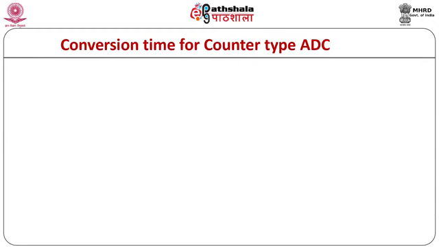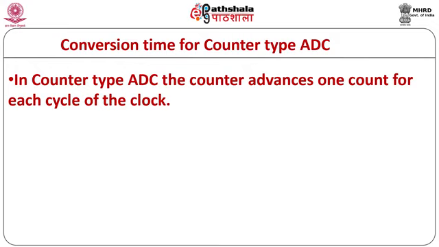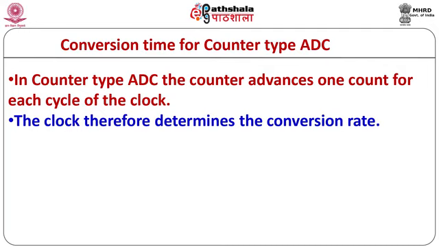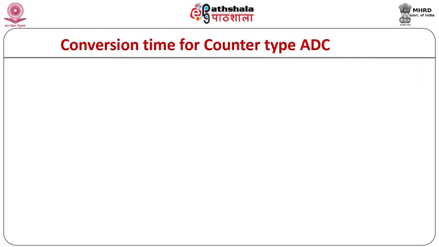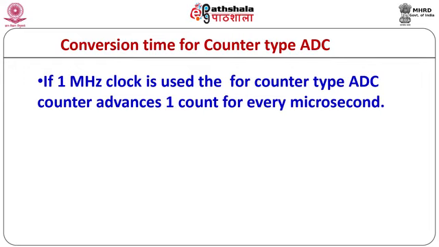In a counter type ADC, the counter advances one count for each cycle of the clock. The clock therefore determines what is known as the conversion rate of the ADC. As we know, the conversion rate is the time taken by the circuit to convert an analog voltage into digital form. If we are using a 10-bit converter, it will require 1024 clock pulses for full scale output. So, if the clock frequency is 1 megahertz, then the counter will advance after every 1 microsecond.